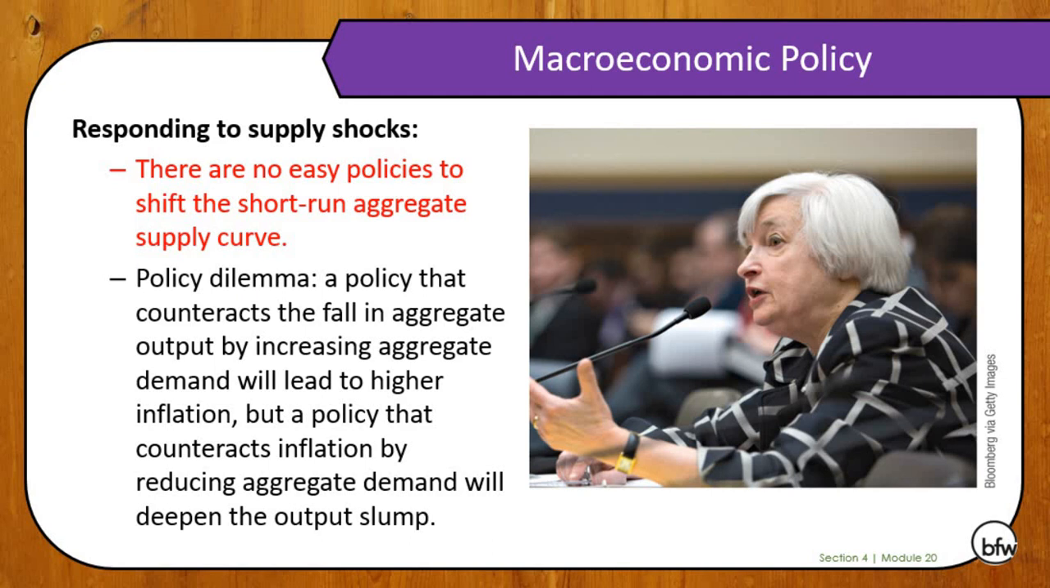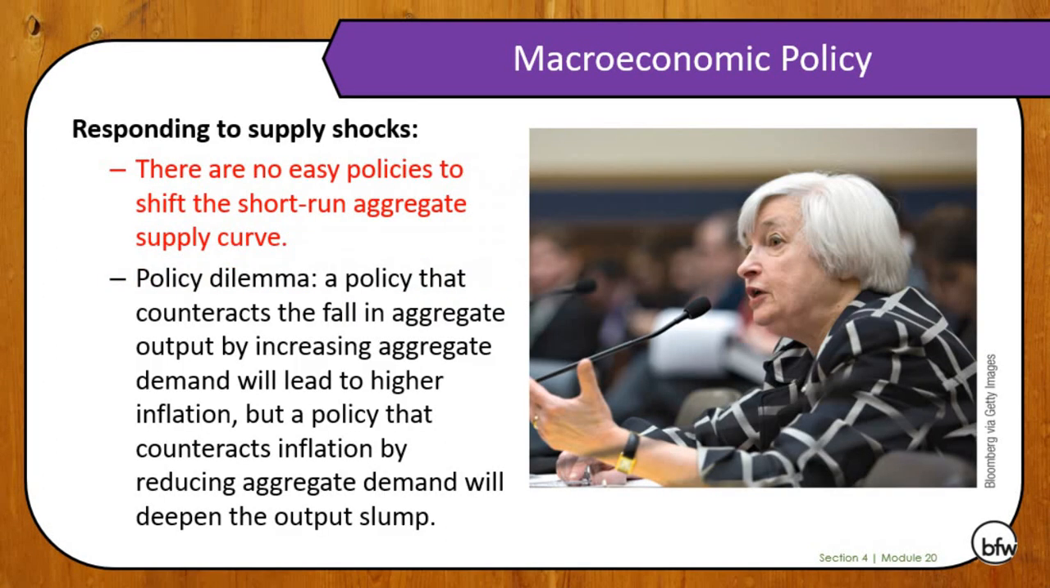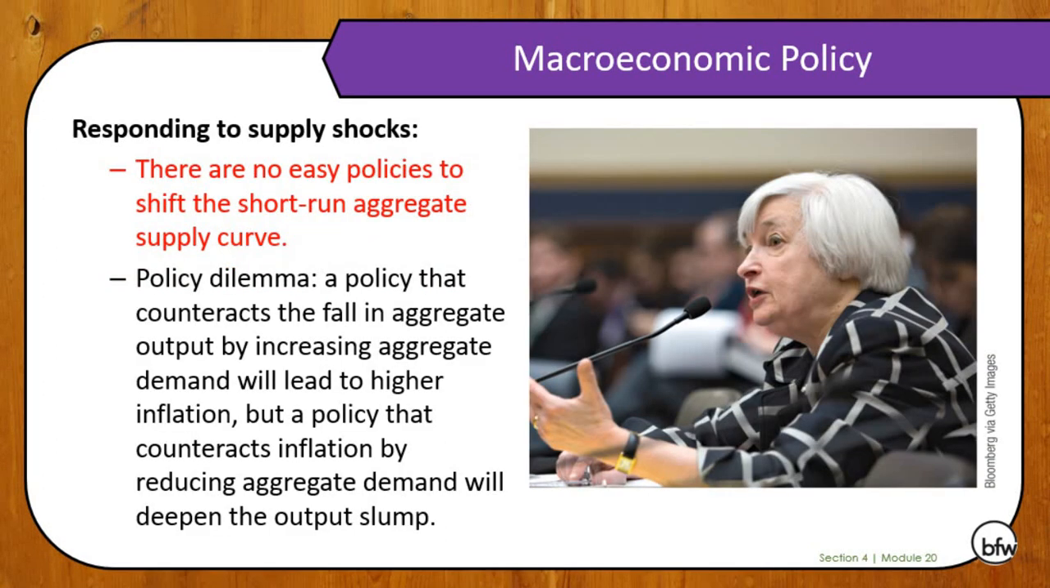There are no easy policies to shift the short-run aggregate supply curve. So I want you to write down these 3 bullet points in that second box on your notes. I'll leave that up there for a minute. You can pause it and write that down, and then I want you to write this down there as well. There are no easy policies to shift the short-run aggregate supply curve.